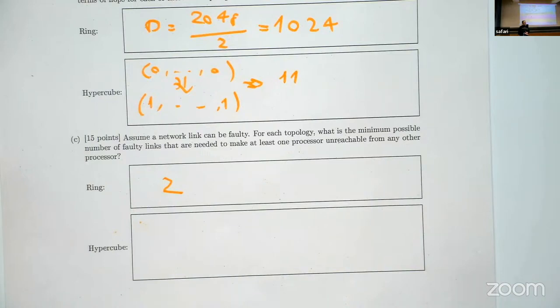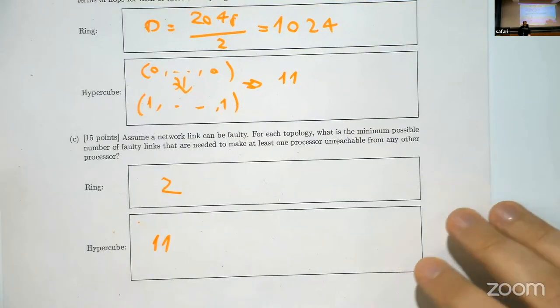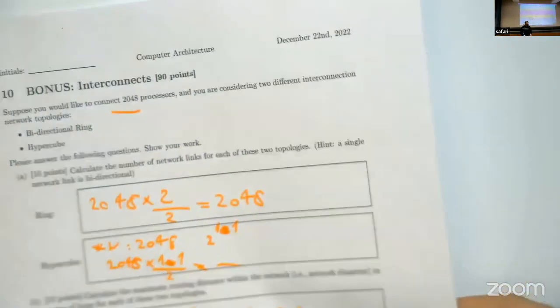What's the number for hypercube? Yes, exactly. Because each node has 11 connections to other nodes, in order to make sure that this node doesn't have any connection to the others, we need to cut all these 11 edges or links. So the calculation is 11 for hypercube. So the first part of this question is done, which was, I think, pretty straightforward.